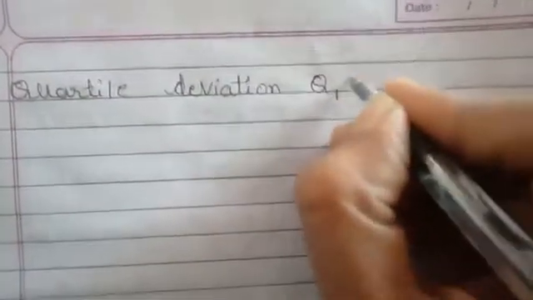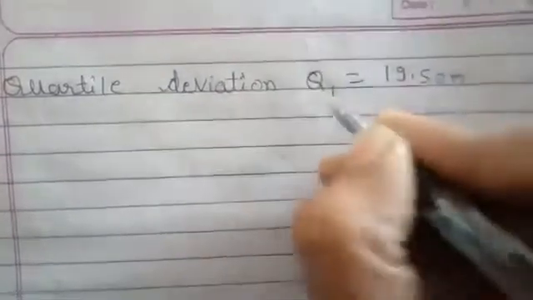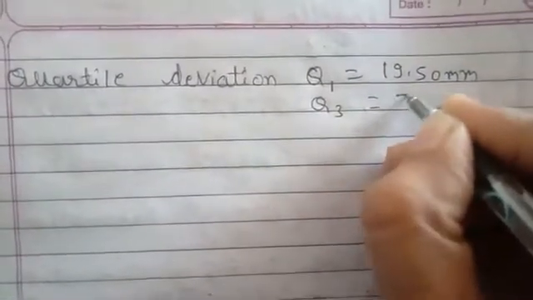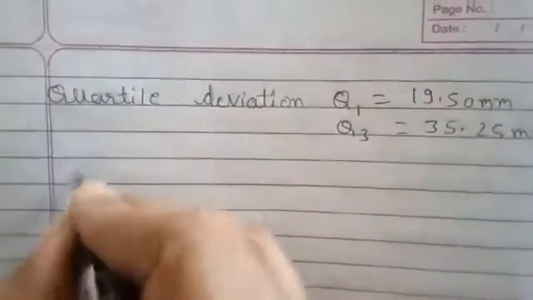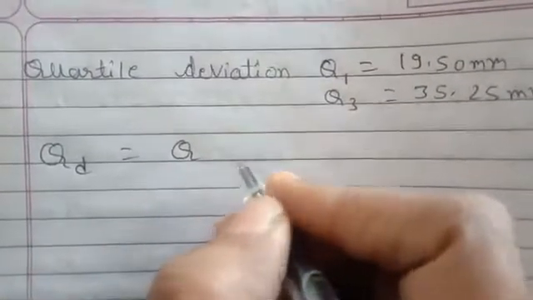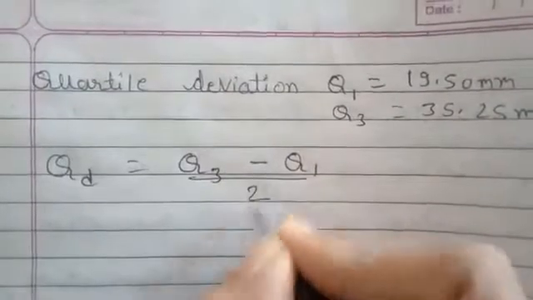So Q1 is equal to 19.50 and Q3 is equal to 35.25 mm. Put it in our formula. QD is equal to Q3 minus Q1 upon 2.